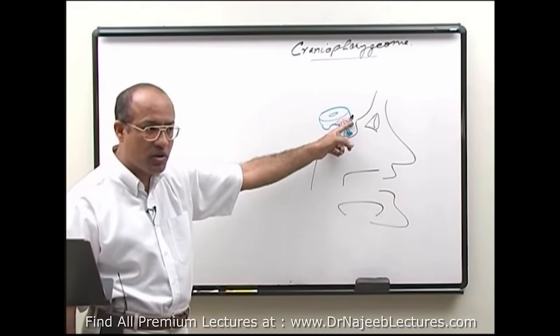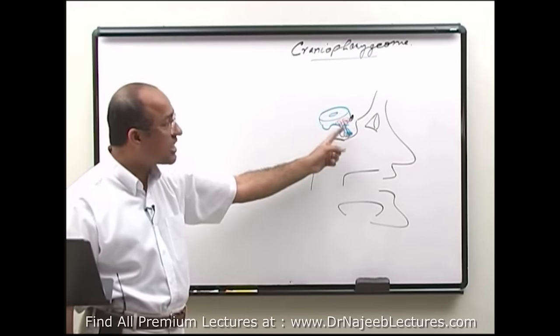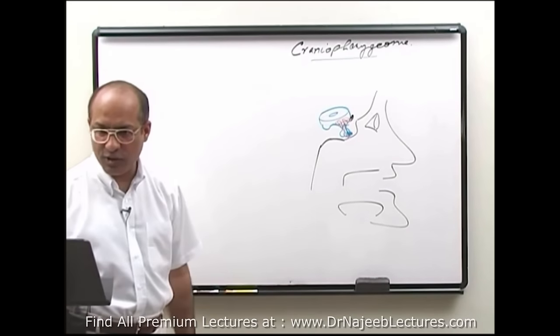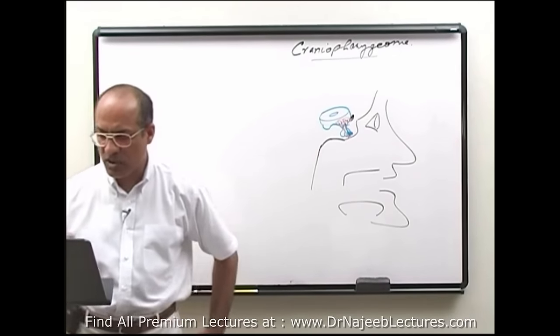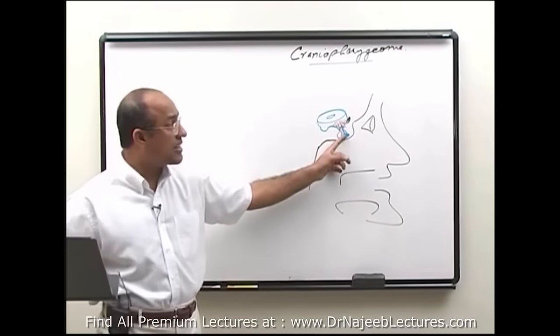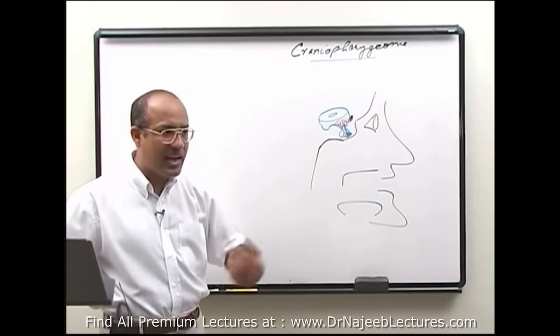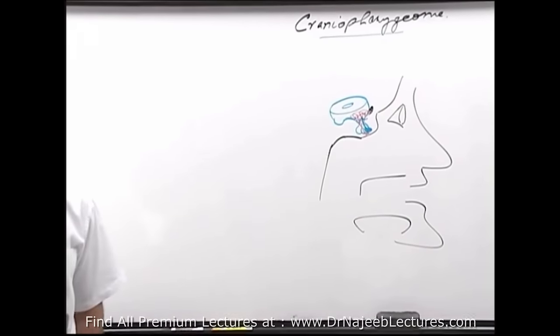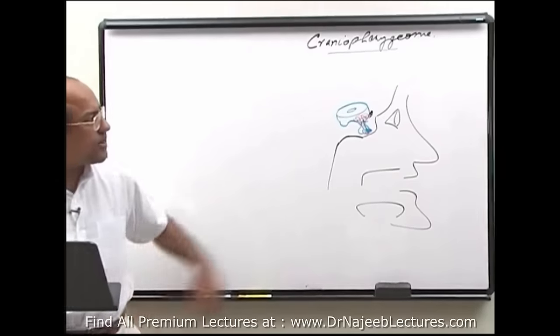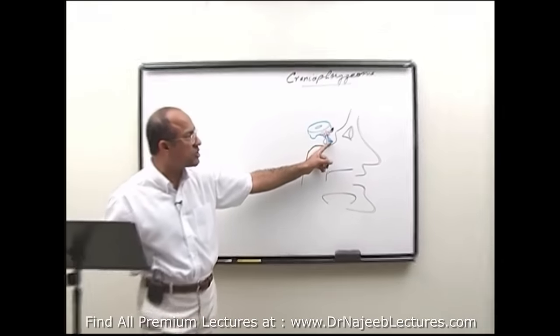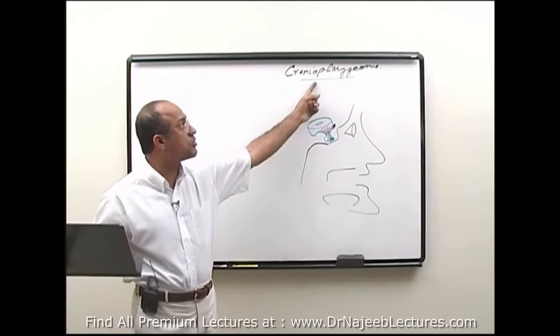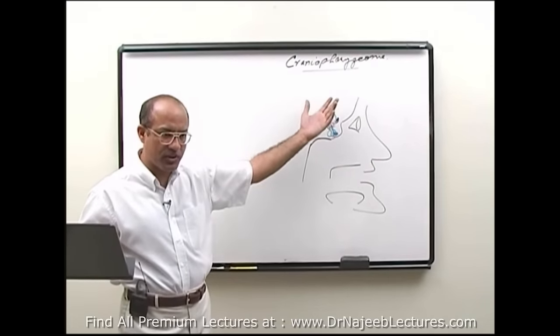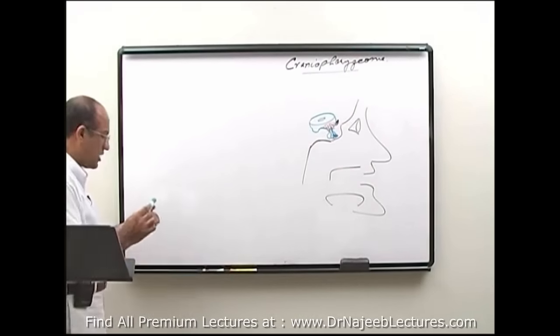So both can produce bitemporal hemianopia, and both can produce hypothalamic syndrome. Is that right? Both can produce hypothalamic syndrome. But prolactin adenoma specially produces galactorrhea and amenorrhea syndrome. That also produces galactorrhea and amenorrhea syndrome. And the remaining features of hypothalamic syndrome due to pituitary adenoma are the same as hypothalamic syndrome with craniopharyngioma. Is that right? Let me put it here so that it becomes clear.